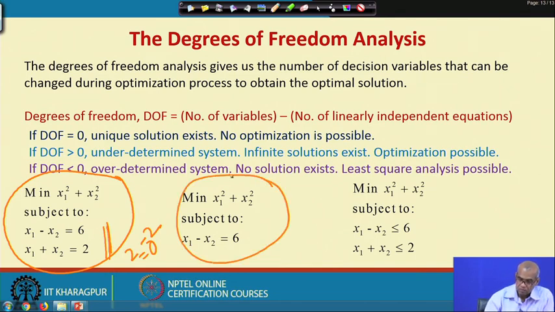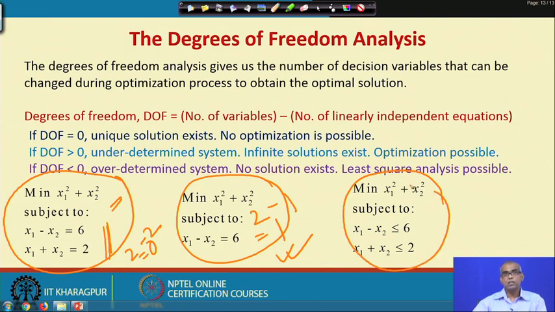Here you have two variables, one equation. So, degrees of freedom equals 1 and optimization is possible. Here optimization is not possible, here optimization is possible. Here you have degrees of freedom equal to 2 and optimization is possible.